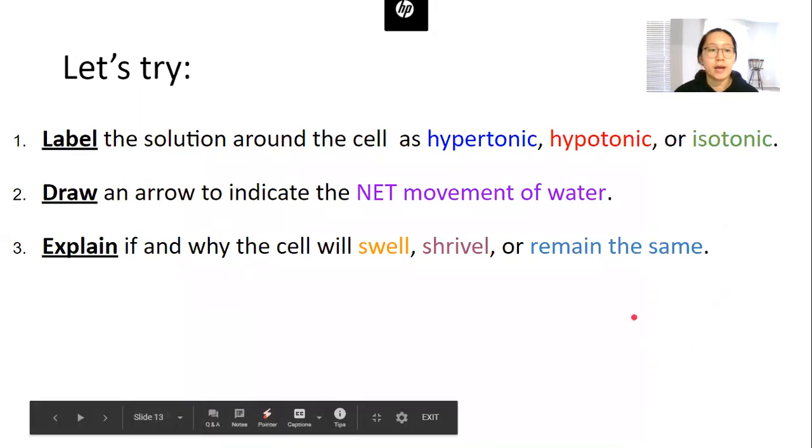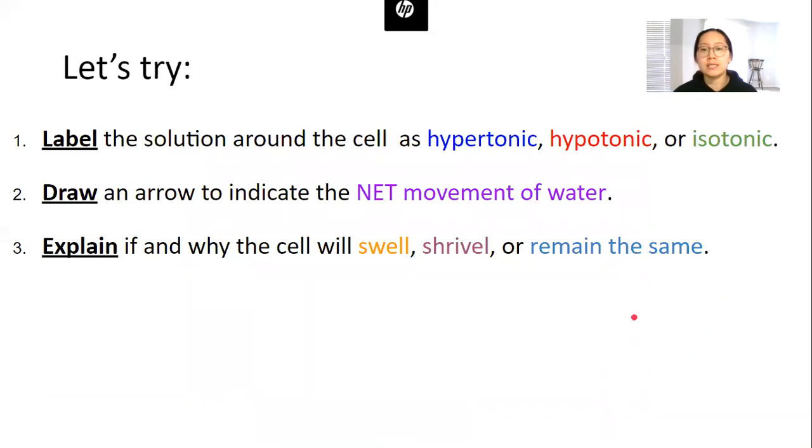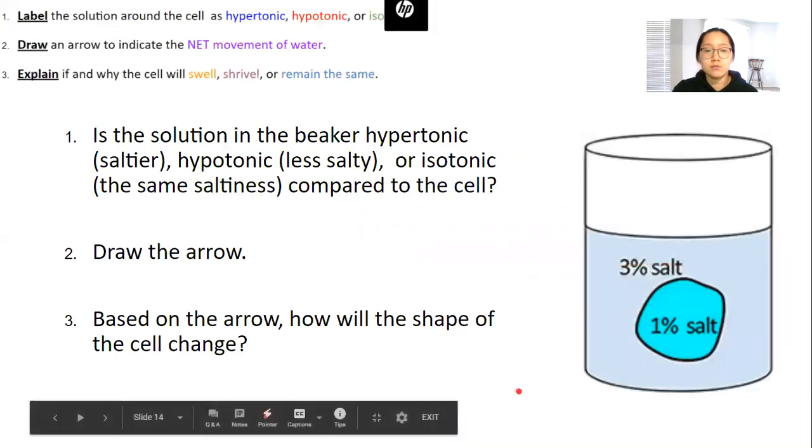So we're going to try some examples. I'm going to ask that you label the solution as hypertonic, hypotonic, or isotonic. You're going to draw an arrow to indicate the net movement of water, if it's going in, out, or neither. And you're going to explain if the cell is going to swell, if it's going to shrivel, or if it's going to remain the same. So let me do this first example.